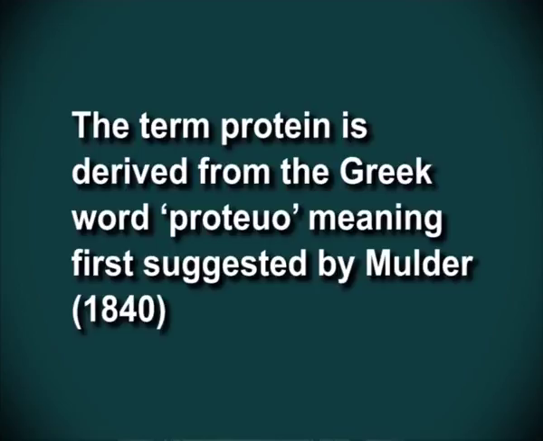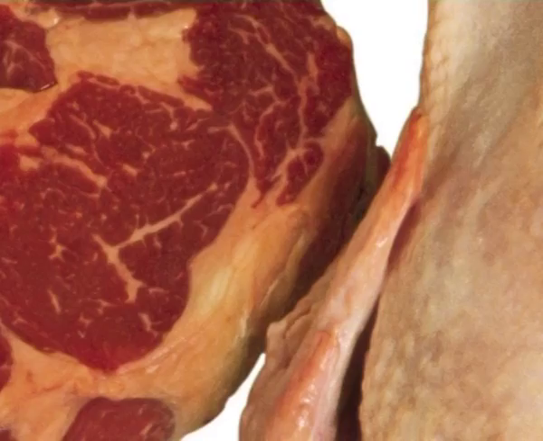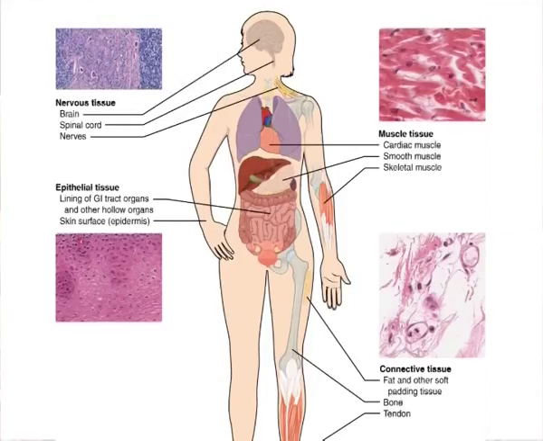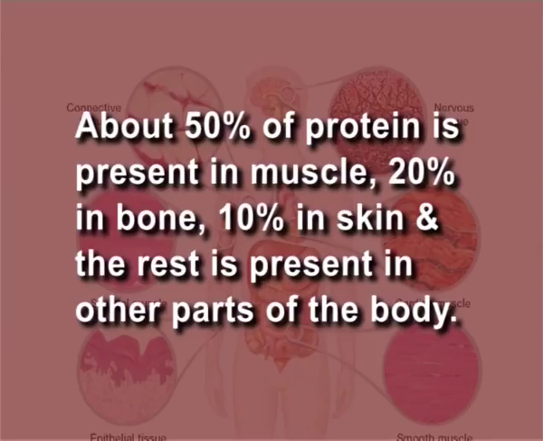The term protein is derived from the Greek word proteo, meaning first, suggested by Mulder in the year 1840, who recognized that without it no life is possible. Proteins are needed for growth, maintenance and repair of the body tissue. They regulate key processes in the body. About 50% of the protein is present in muscle, 20% in bone, 10% in skin and the rest is present in other parts of the body.